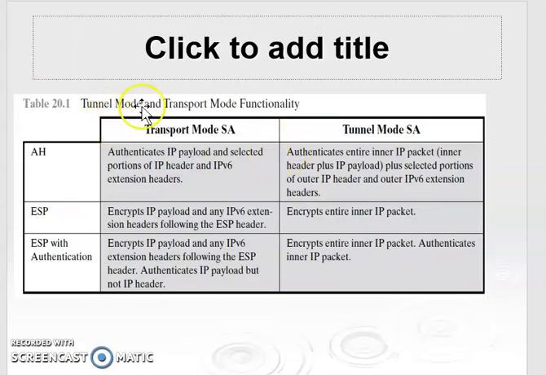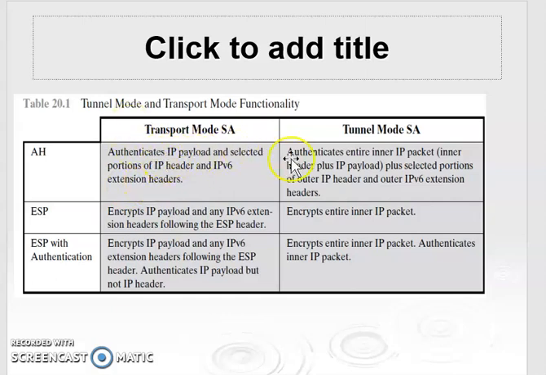Now we can see tunnel mode and transport mode functionality with respect to AH and ESP. Authentication in the transport mode, ESP in the transport mode, that is the transport mode security association, and ESP with authentication in the transport mode. Similarly, authentication in the tunnel mode, ESP in the tunnel mode, and ESP with authentication in the tunnel mode. In the case of the authentication header, it authenticates the IP payload and selected portions of the IP header, and the IPv6 extension headers are also authenticated.